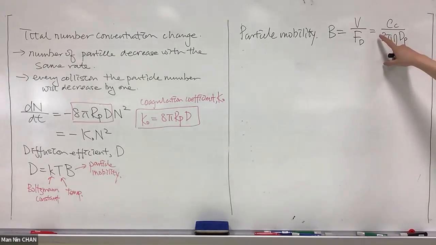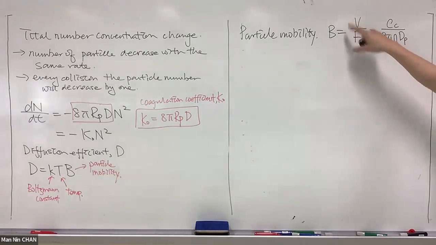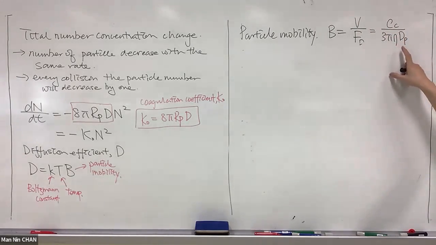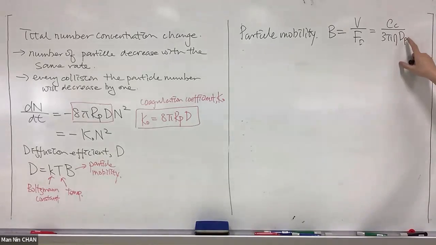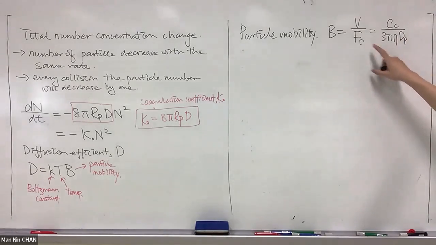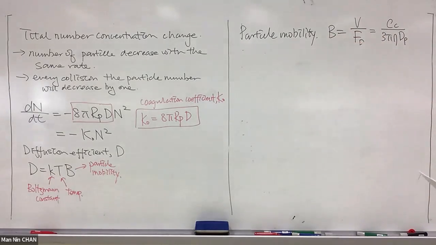So you can see here is the B, so we may expand this term. That would be equal to this Cunningham correction factor divided by 3 pi mu dp, where mu here is the viscosity of your fluid, and dp is the diameter of your particle, right? So this is how we can calculate the mobility, okay?